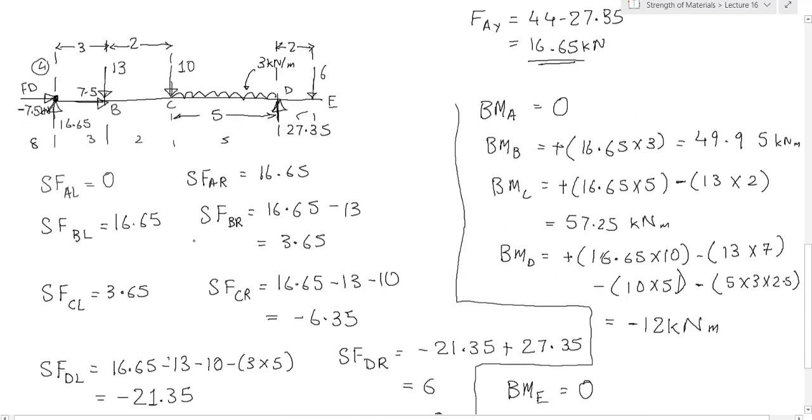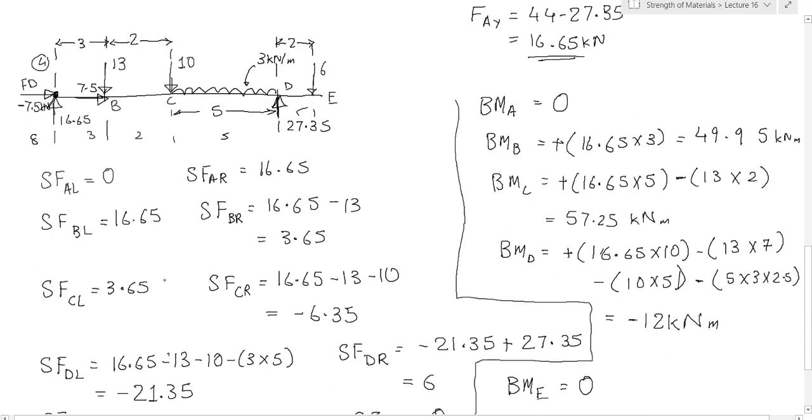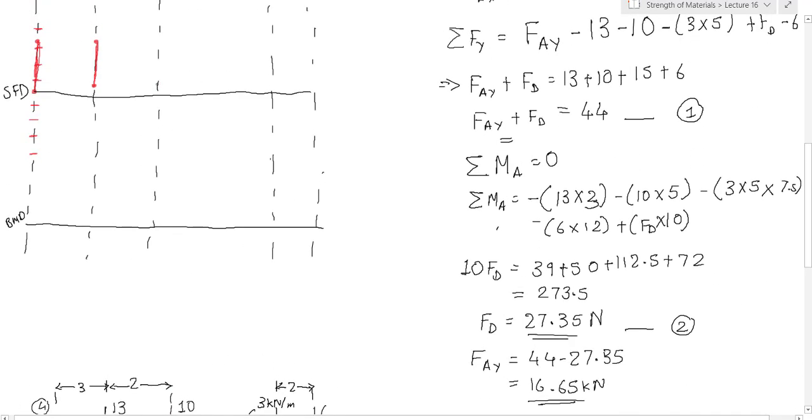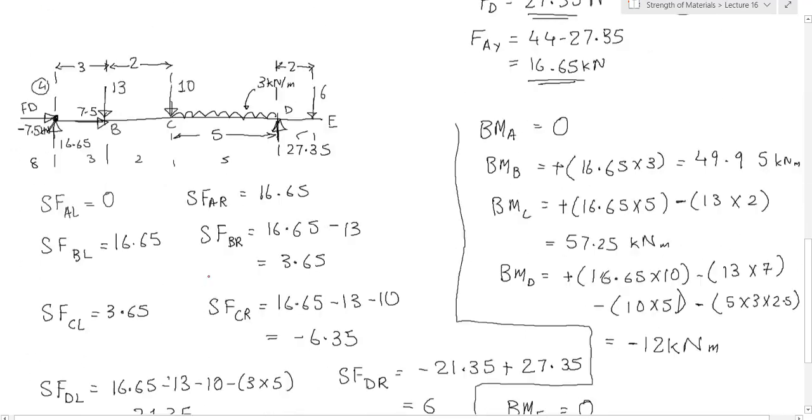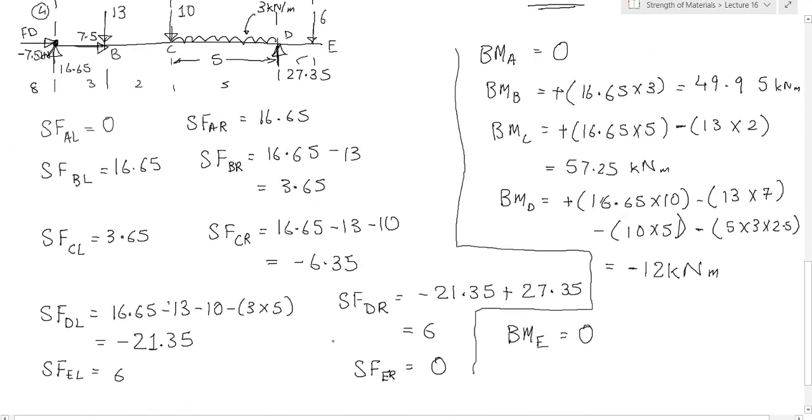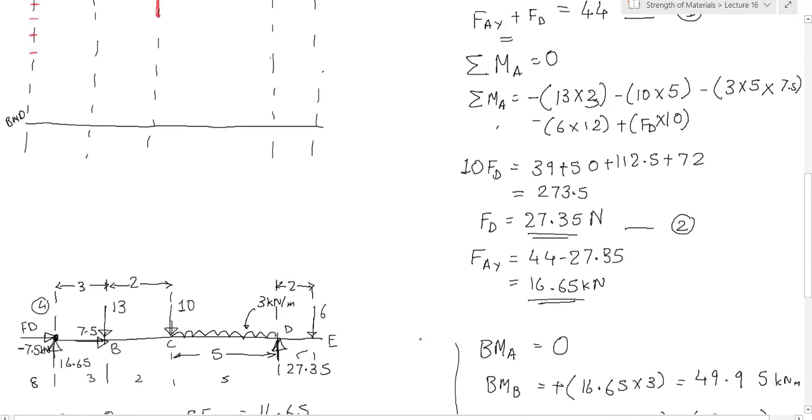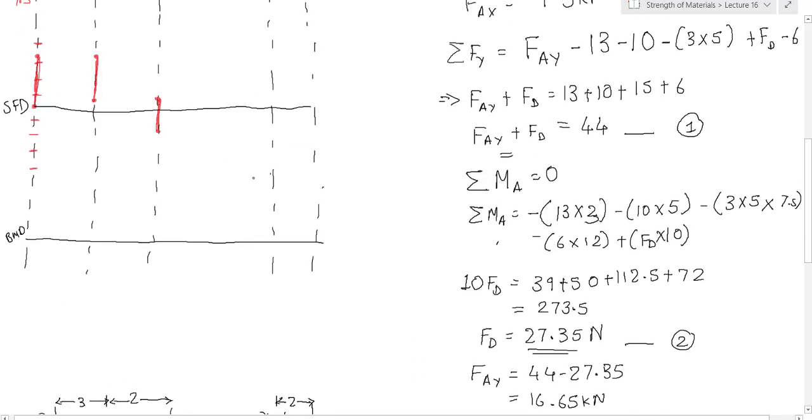Then we have the shear force at C from 3.65 to minus 6.35. This is the shear force at C. Then what is happening? Shear force at D from minus 21.35 to 6. So from minus 21.35, which will be somewhere around here, to plus 6. Okay, plus 6 will be somewhere around here. So I will draw this line at D.